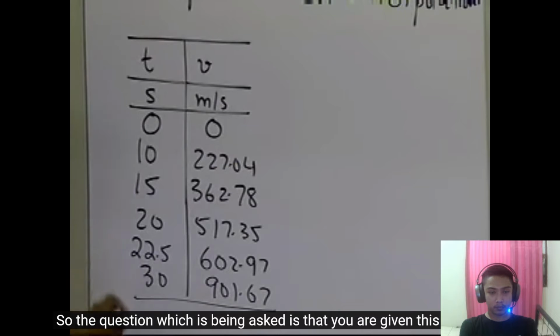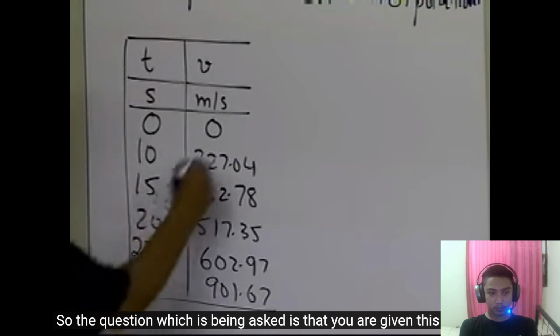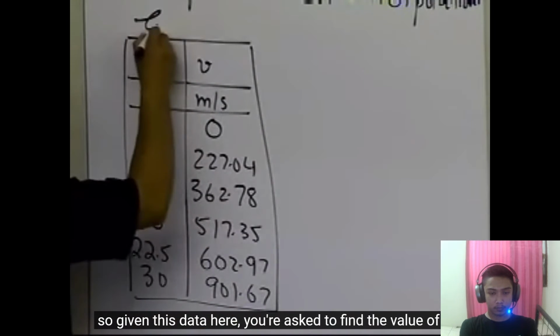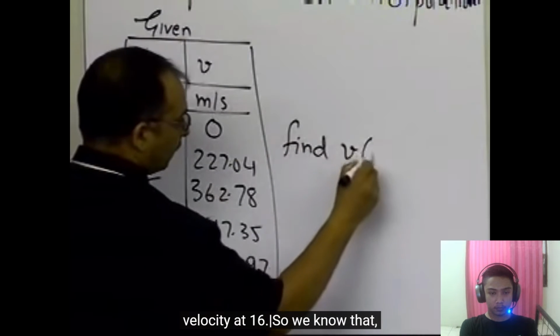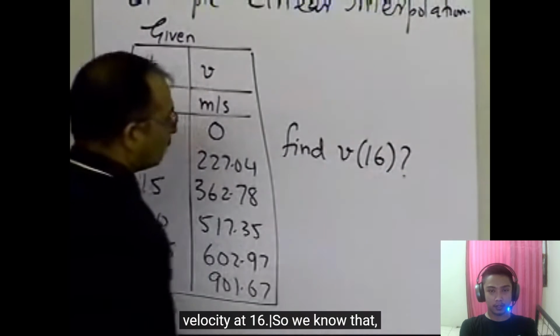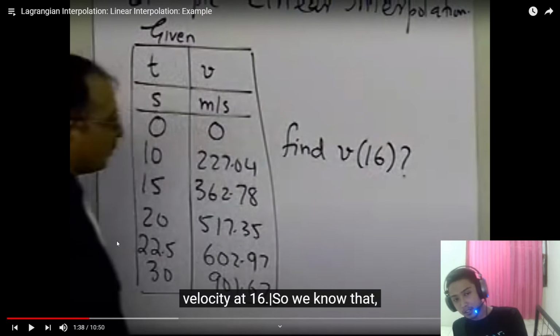So the question which is being asked is that you are given this data here, and you're asked to find the value of the velocity at 16. Nah, di sini diberikan data dengan kecepatan dan waktu yang sudah ada di gambar. Pertanyaannya adalah kita diperintahkan untuk mencari kecepatan ketika pada detik ke-16.